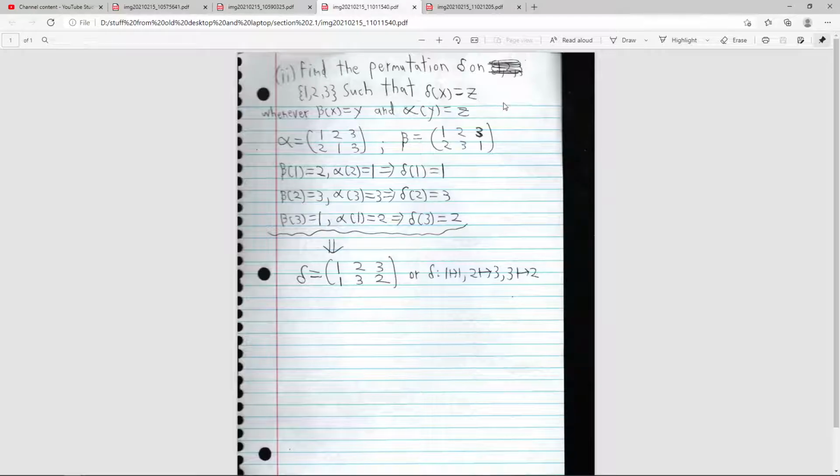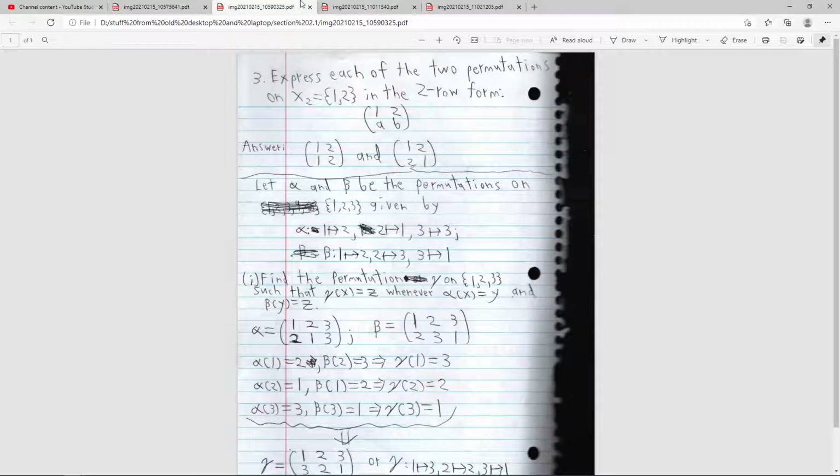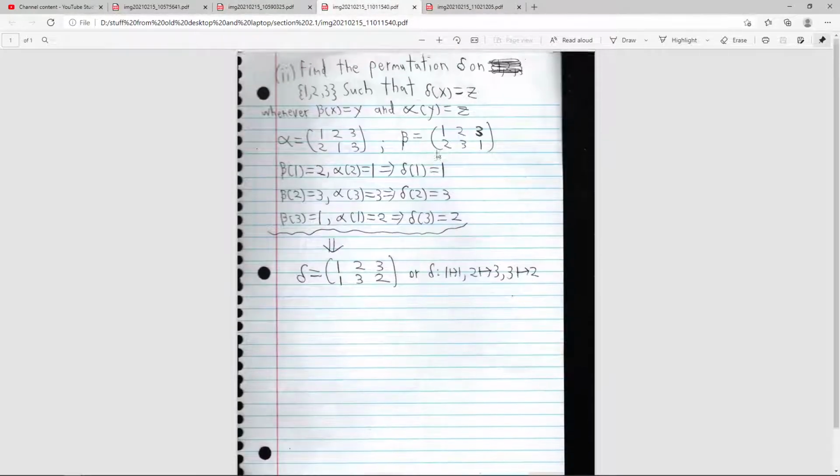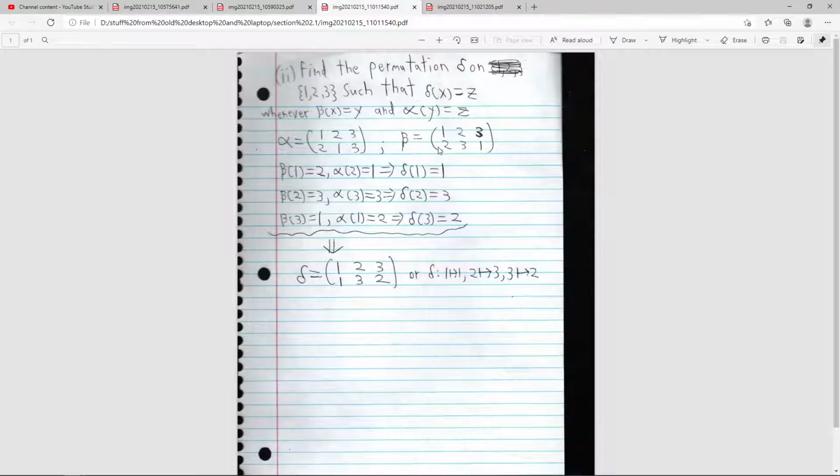Find the permutation delta on the set 1, 2, 3 such that delta x equals z whenever beta x equals y and alpha y equals z. So this is sort of a reverse using the same alpha and beta. So yeah, same thing as before.